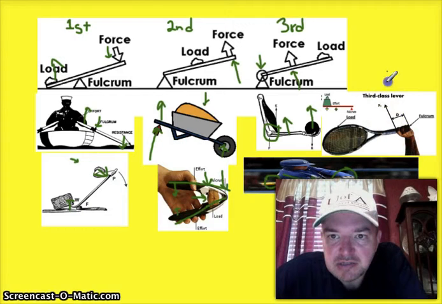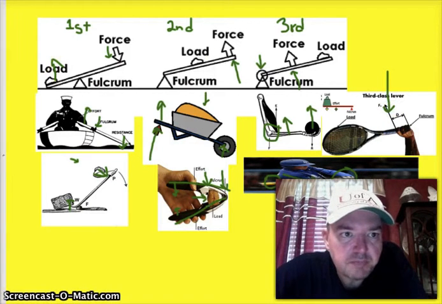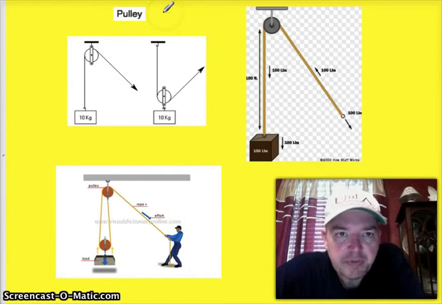And here we have the tennis racket, which is kind of a similar thing to the baseball bat. Now let's go to a different simple machine. A second simple machine is called a pulley. So we have a lever, we have a pulley.